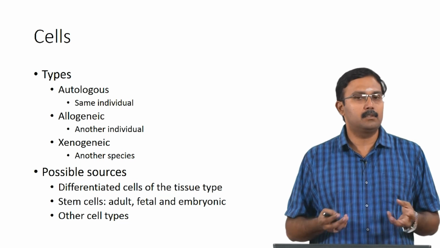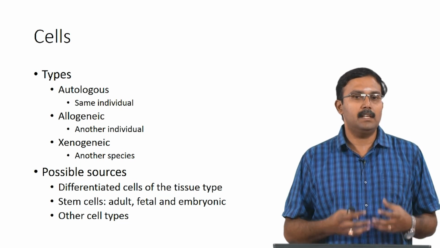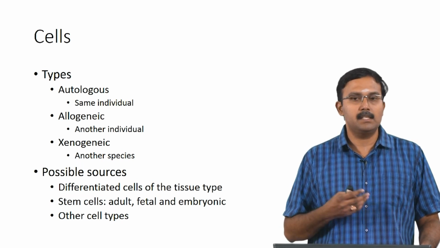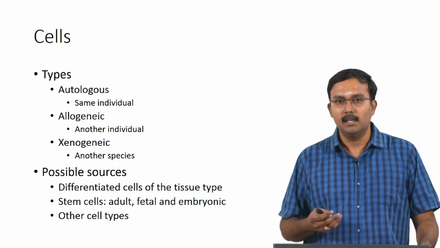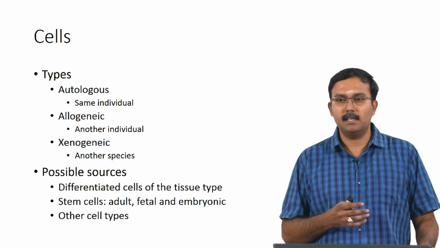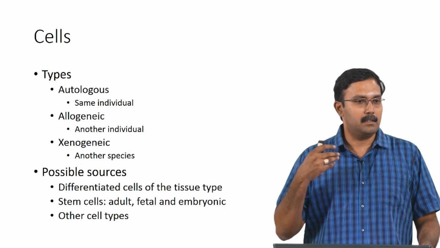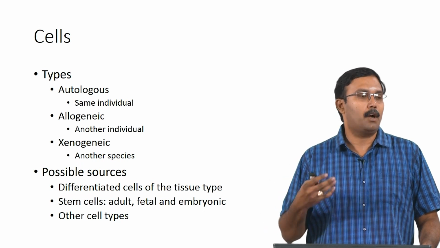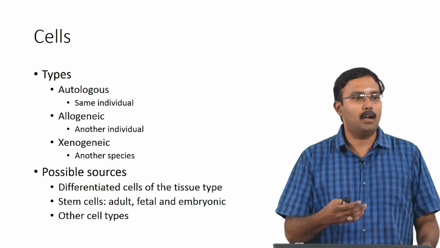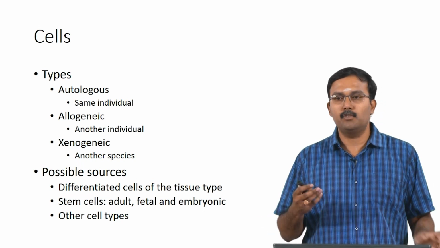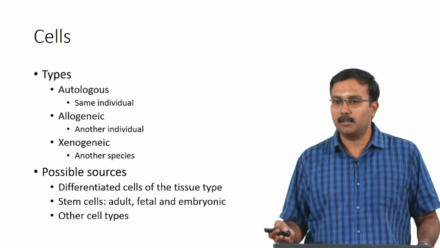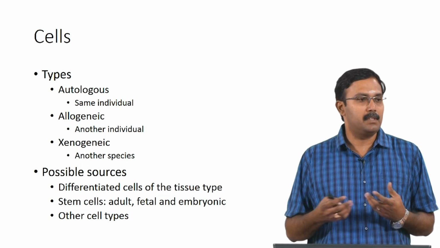There are different sources for these types of cells. You could either have differentiated cells of the tissue type, or you could use stem cells and fetal cells or embryonic cells, or you could use cells which are of a different type, in the sense that you might be trying to engineer bone, but you would probably have osteoblasts, which is the type of cell present in bone, along with endothelial cells, which is not specific for that bone tissue type, but it has its own role in tissue engineering, right. You could use cells of these kinds of types.